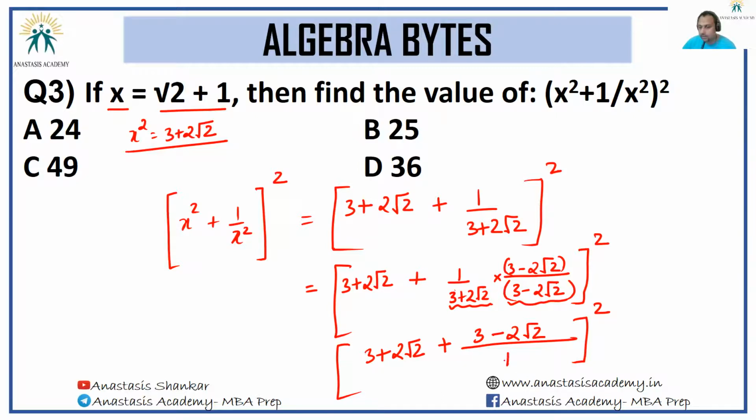So can you see this 1 is useless. So I don't need this fractional implication. This 2 root 2 gone, this minus 2 root 2 gone. I'm left with 3 plus 3 whole square, or I'm looking at 6 square. So my answer has to be option D, 36.